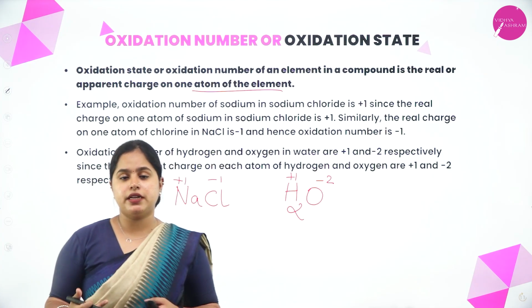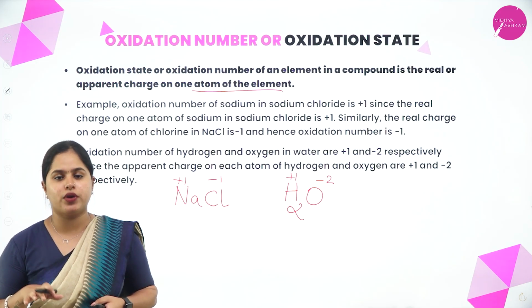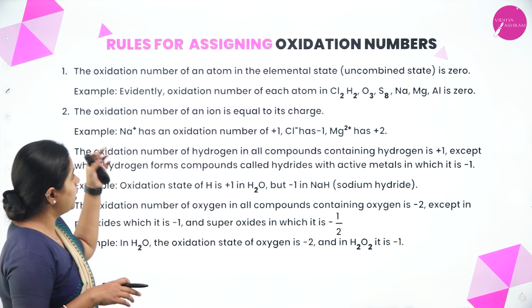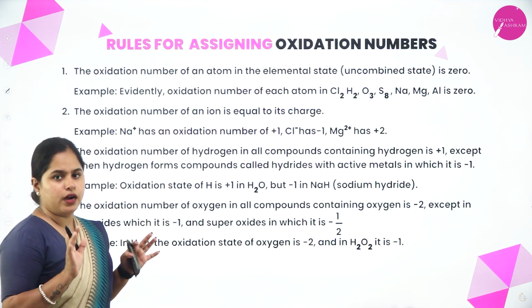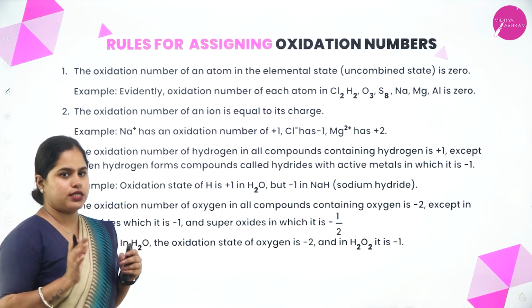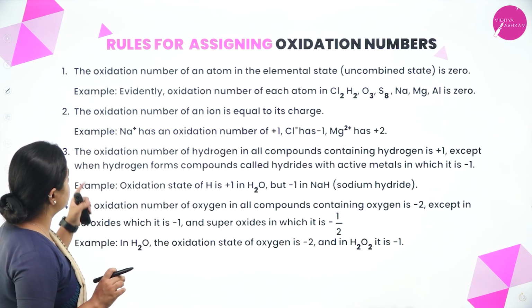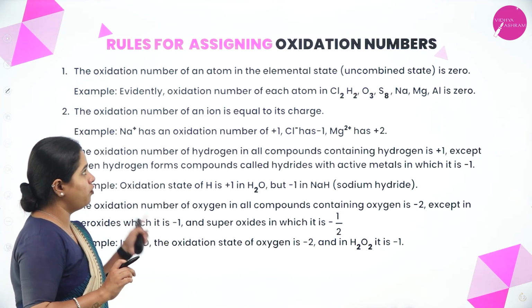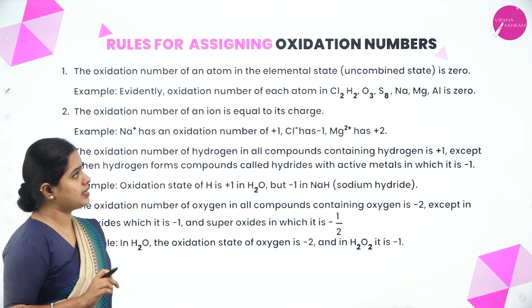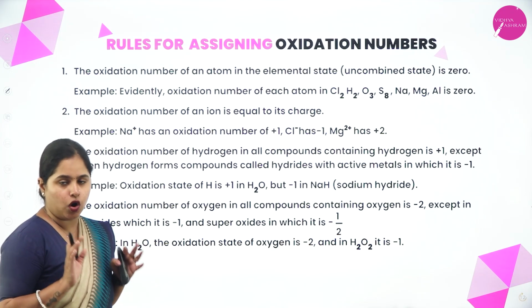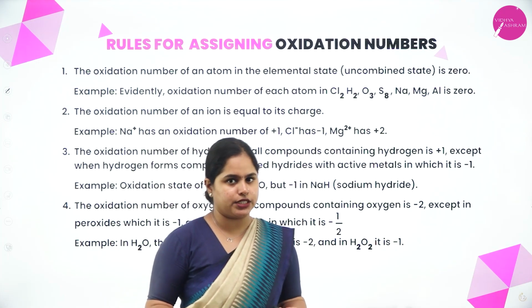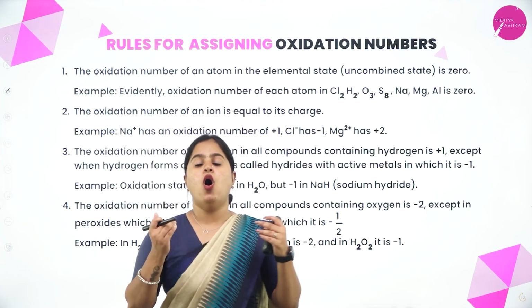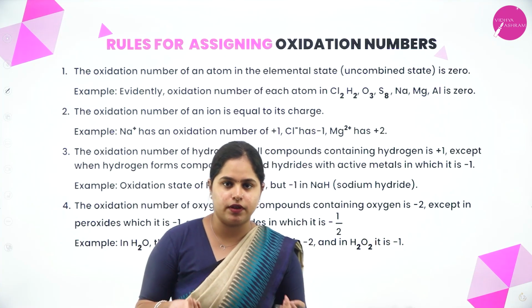To understand better how you can determine the oxidation number, we are going to study a set of rules here. Once you are clear with that, you will be able to calculate the oxidation number. So let's begin with the first one. The oxidation number of an atom in the elemental state or uncombined state is always 0. If the element is in its elementary state, always its oxidation number will be 0.